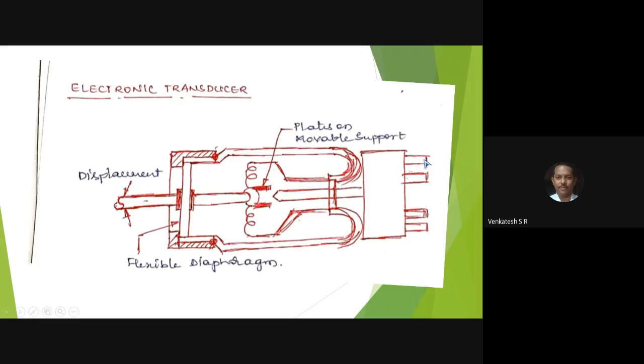This terminal is connected to a milliammeter or millivoltmeter. Due to the displacement of this plunger, there will be a change in the position of the plate, which alters the characteristics of the electrical current, so that it can be measured through the milliammeter. So this is the electronic transducer used for measurement of surface roughness.